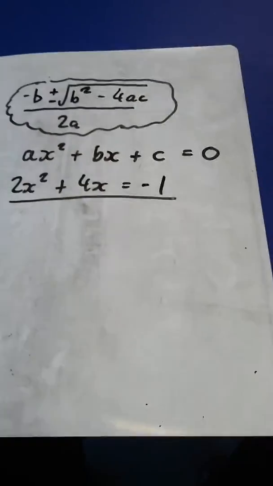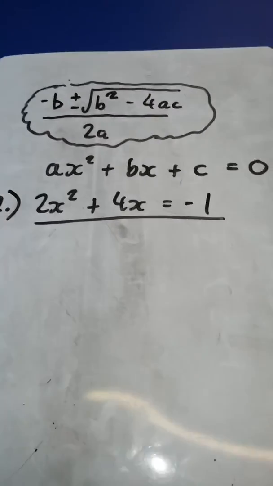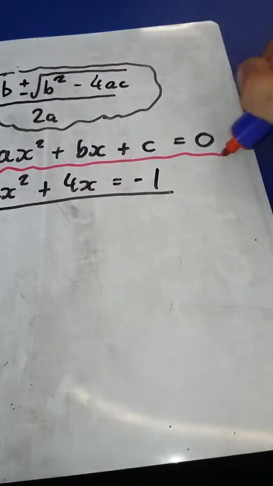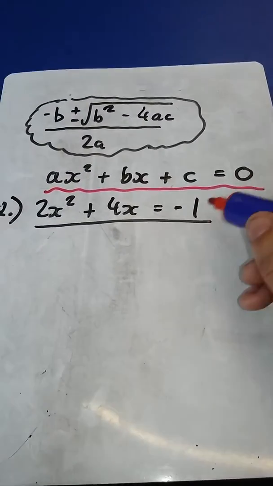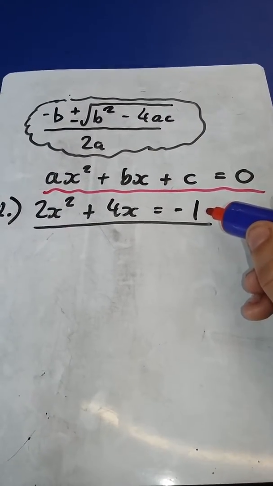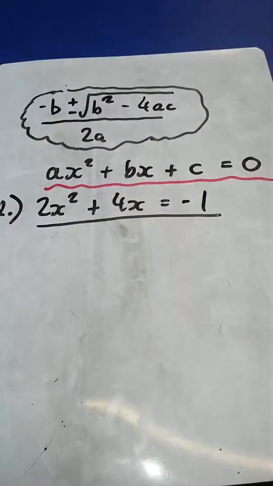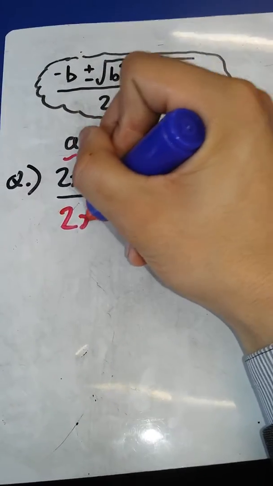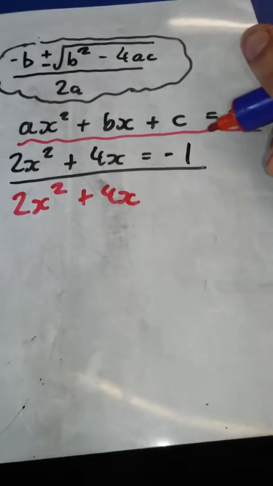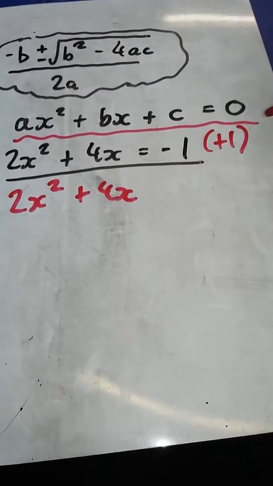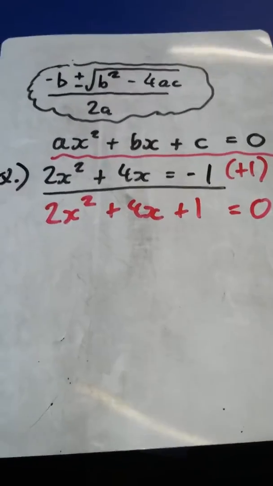Now I'm going to do a more complex example. This is more complex because the equation that we've got here is not in that form. So therefore, we need to rearrange the equation so we have 0 on this side of the equation. So that's the first thing we need to do. So we can rewrite this as 2x squared plus 4x. We're going to have to add 1 to each side of the equation to make this 0. So this would be plus 1 equals 0.